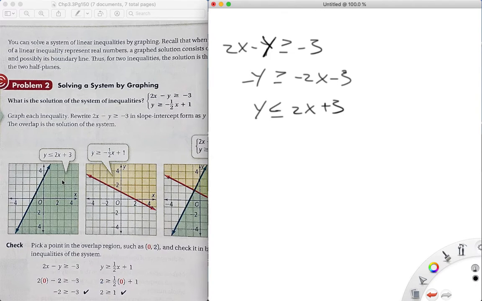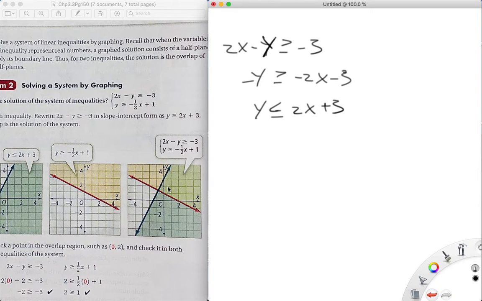Then for the other one, we already have y greater than or equal to negative 1/2 x plus 1. Again, a solid line since it's or equal to. Go where the line intersects the y-axis, and you're going to go up. When you graph both of these and superimpose them, where they both exist at the same time is the intersection, right there in the light green.